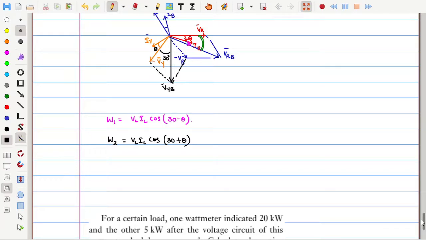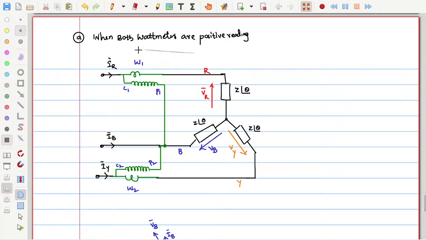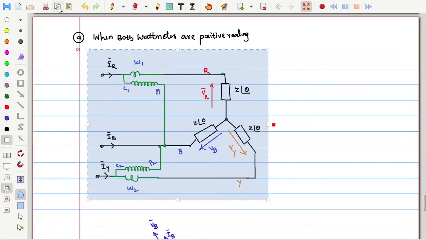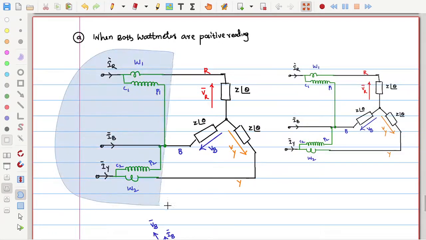This is very important. Now, same concept I would like to repeat. Let me write here: case A, when both wattmeters are showing positive readings. Now case B, I'll take beside this. Case B, same diagram, I'll take beside this. Carefully observe. This also I'll make a little smaller.